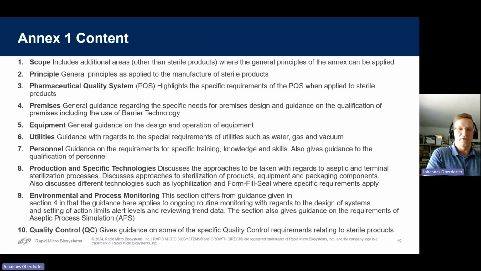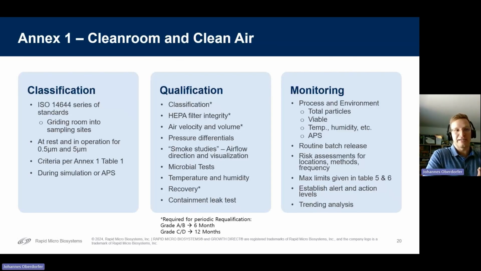So what is the content of these things? I will just dip into this one, not going into details, as you can read this through afterwards as well. There are more detailed presentations and webinars available that will go into the specific topics you would need to know. One part of it is the clean room and clean air, where we have these three topics of classification, qualification, and monitoring. So it's clearly what is classified as clean air, how we qualify these things, and the monitoring of the clean room and clean air, and also the routine monitoring of it.